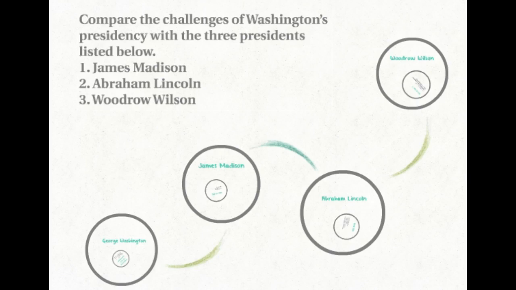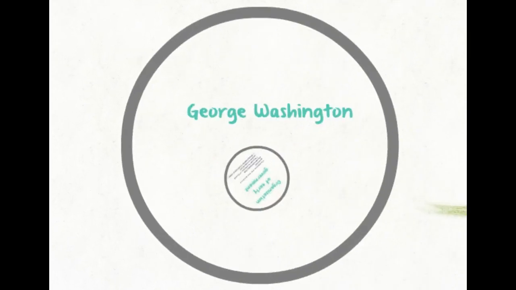You basically need to understand that most of Washington's conflict is going to be dealing with the origin of the country. Madison is dealing with the War of 1812. Lincoln is dealing with the Civil War. And Wilson is dealing with World War I. So let's look at these in a little bit more detail. Let's start with George Washington.